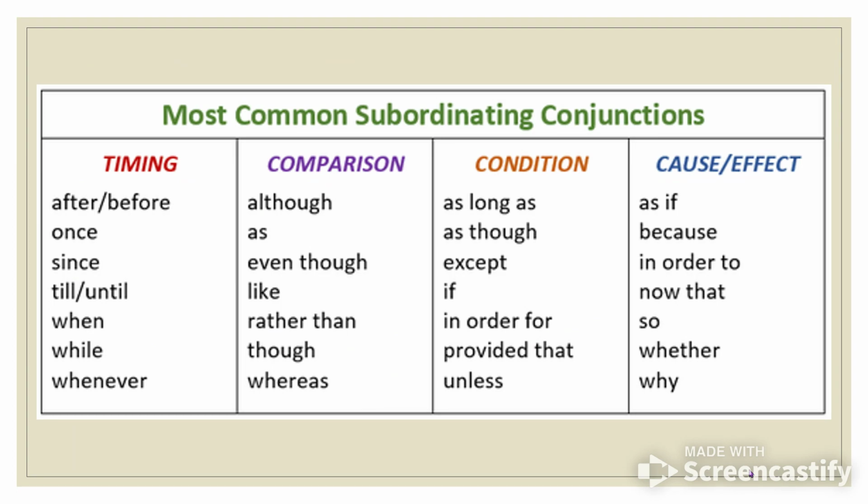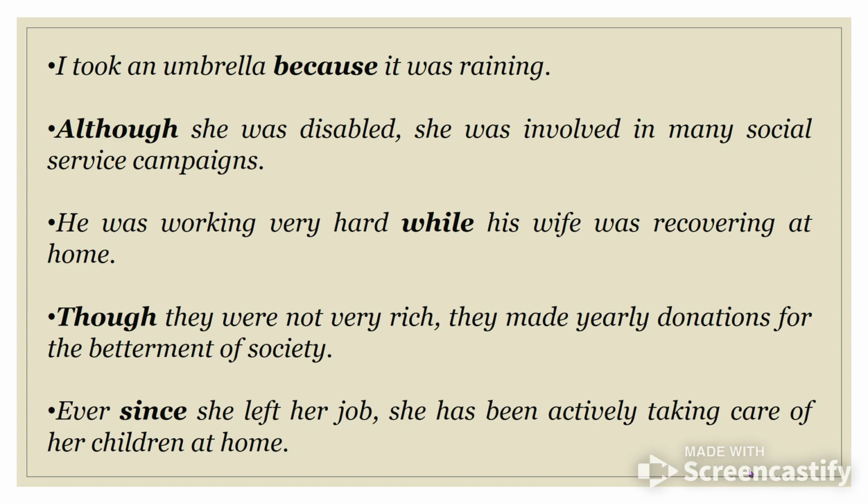The next is condition, which shows any kind of condition laid. The words are as long as, though, except, if, in order for, provided that, unless. And the last category is cause or effect, which are as if, because, in order to, now that, so, whether, and why. Examples are, I took an umbrella because it was raining.